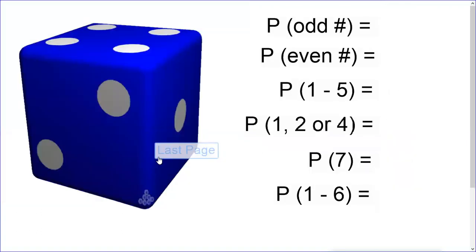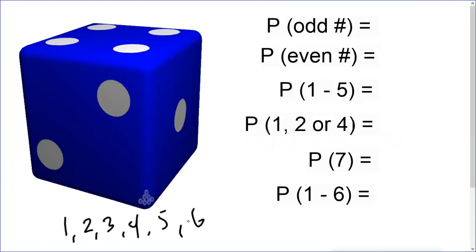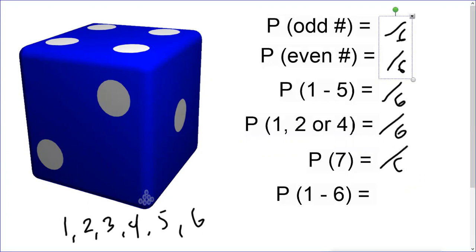Let's take a look at a spinner, or I'm sorry, at a die. Now there are 6 sides on the die, so there are 6 possible things that could happen. You could get a 1, 2, 3, 4, 5, or a 6. Okay, so there are 6 different things that could happen. So all of these are going to be out of 6. All right, well, let's look at the first one.